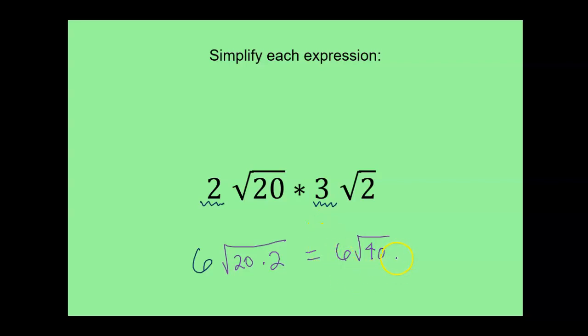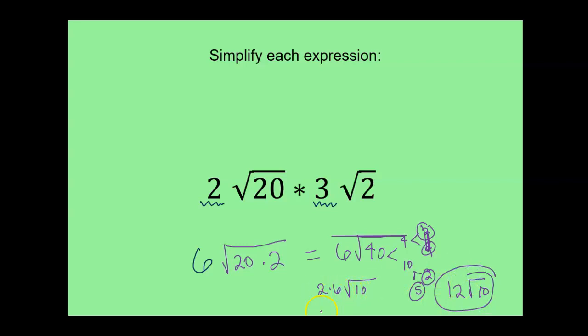Now, that is the answer, but it's not fully simplified, so I would need to go ahead and simplify it. So 40 is 4 times 10, 4 is 2 times 2, and 10 is 2 times 5. So this was a square root, so I'm looking for 2 copies in order to bring one out. So I can bring a 2 out. It's going to multiply by the 6 out front. The 2 and 5 will have to stay inside because they don't have pairs. So 2 times 5 is 10. So this would simplify to 12 square roots of 10, just multiplying the 2 and 6 back together.